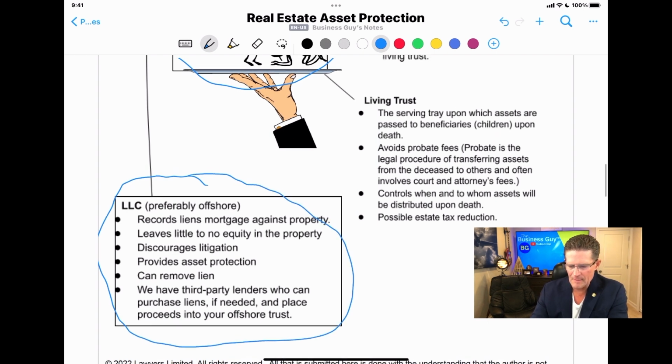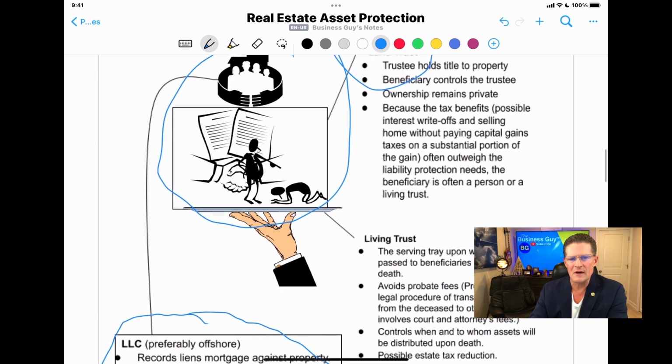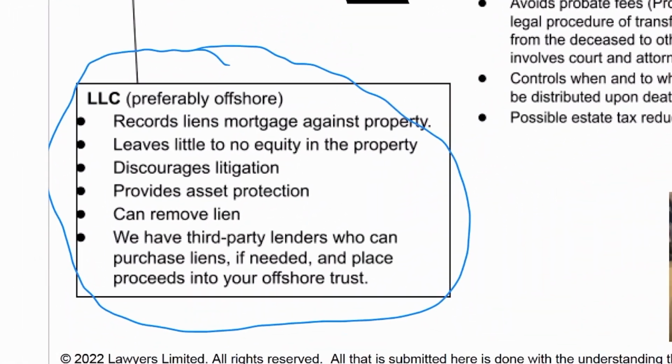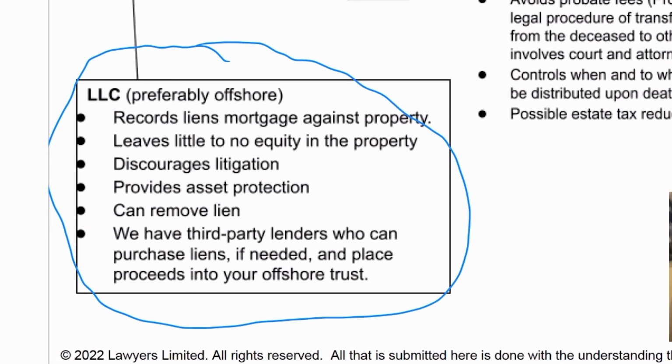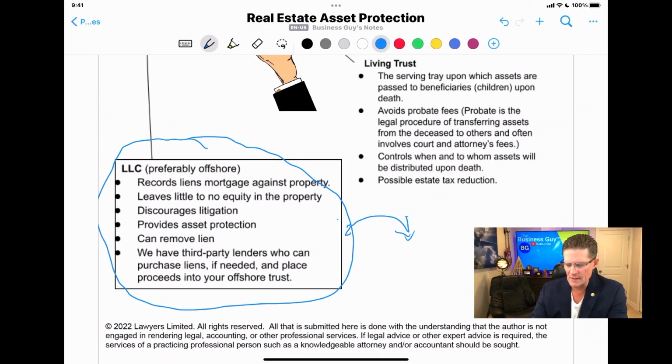That LLC may be the international LLC that's in your offshore trust, same LLC. And then if needed, we have a third-party lender who can purchase that lien and then put the proceeds into your offshore trust that we just talked about, okay? So that way, the proceeds are safe and secure.